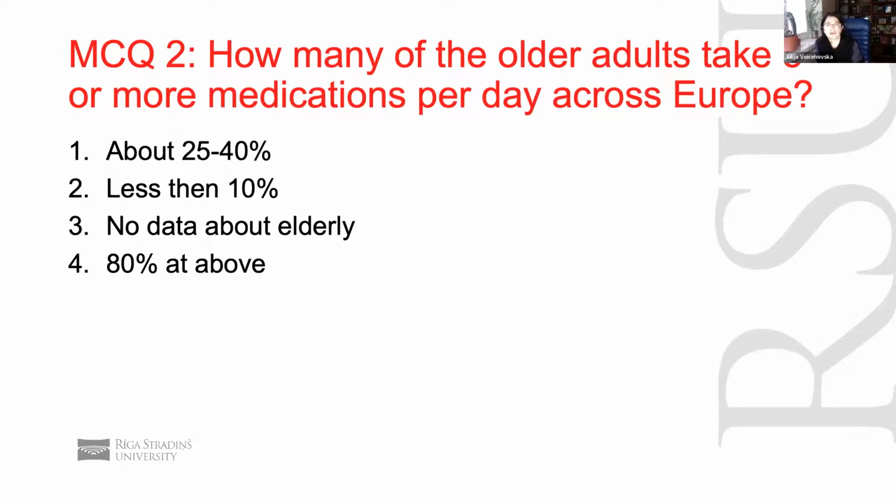How many older adults take 5 or more medications per day across Europe? You can answer using the chat. So which answer is correct? Do you remember? Actually, we have quite a good number of participants, and this was 70 in the beginning. Yes, now I see we are 60 here. Thank you. The first answer is correct. It ranges from a third and up to 50%, but according to the most reliable studies it will be 25–40%.